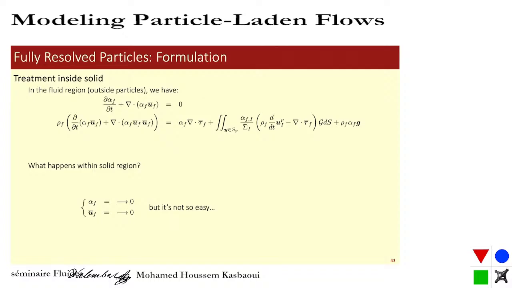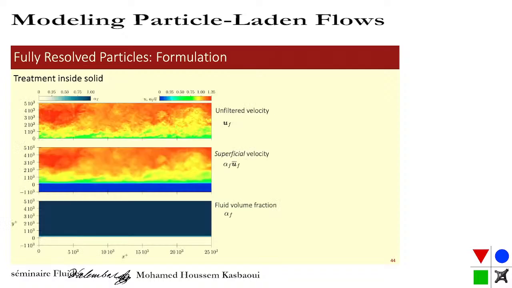So I'm going to be honest, I was greedy. I tried to solve the equations like this, even within the particles, and it doesn't really work. Let me tell you why it doesn't work. This is the unfiltered velocity that you see from a channel flow. I'm using this as an illustration. This is the superficial velocity, produced from a DNS. This is a superficial velocity, which is alpha f times filtered UF, filtered with a very coarse filter just to show you these different behaviors.